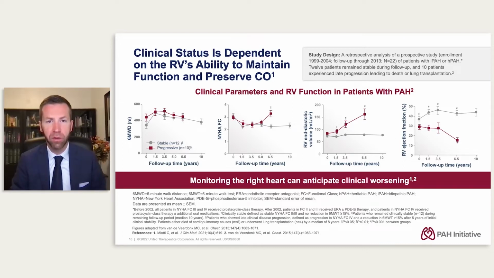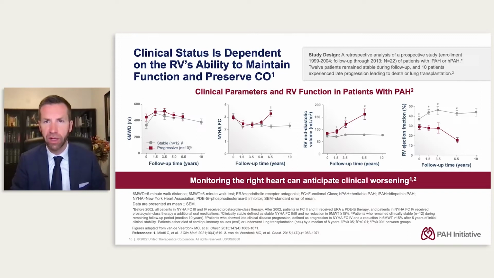New York Heart Association class stayed a little bit lower in the stable group. But the big things that were dramatically different were the right ventricular end diastolic volume, so the size of the right ventricle. You can see that in the stable population, the right ventricle end diastolic volume remained stable. Whereas in those who got sicker, in those who progressed, as we said, even to death or lung transplantation, the right ventricle end diastolic volume got bigger. And correspondingly, the right ventricle ejection fraction, not a commonly used measure, got worse, decreased, whereas in those who remained compensated, the right ventricular ejection fraction remained stable.